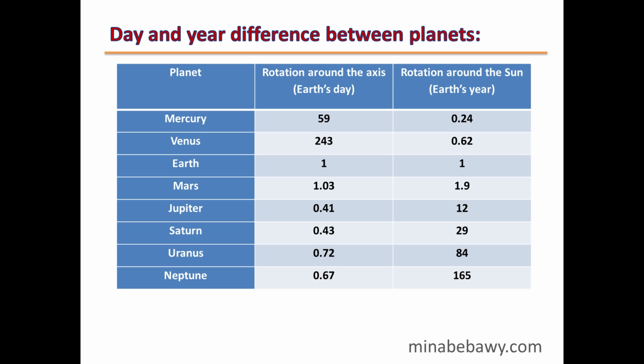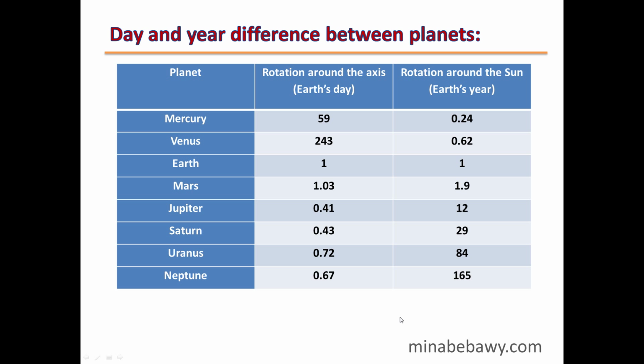We have to memorize the length of day and year of each planet in terms of Earth's day and Earth's year. As you can see, 1 day of Mercury is equal to 59 days on Earth, and 1 year on Mercury is equivalent to 0.24 year from Earth's years, and so on.